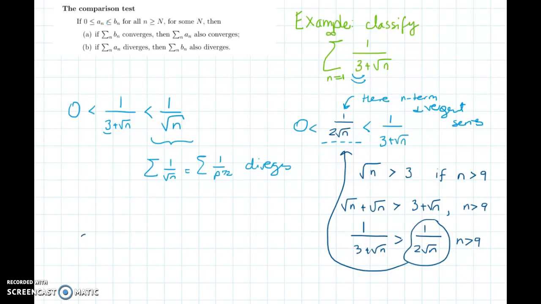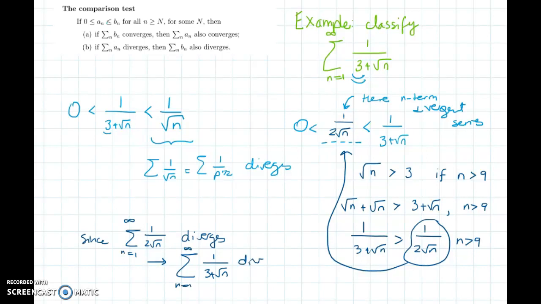And then since the series of 1 over 2 times the square root of n, summing from 1 on, diverges, then the one we were trying to classify that has a plus 3 in the denominator also diverges.